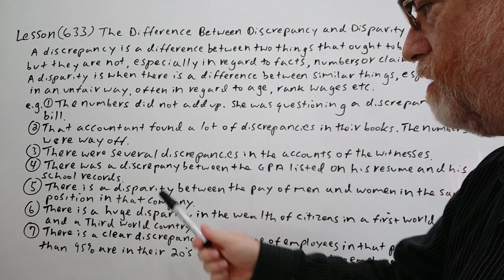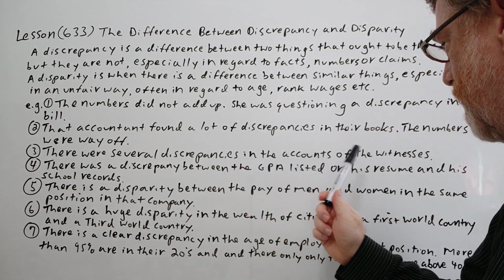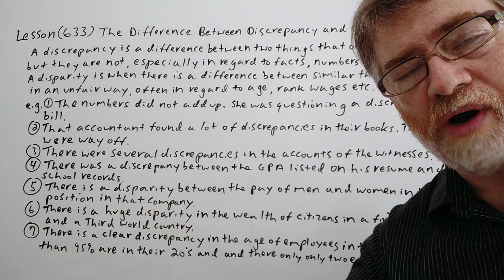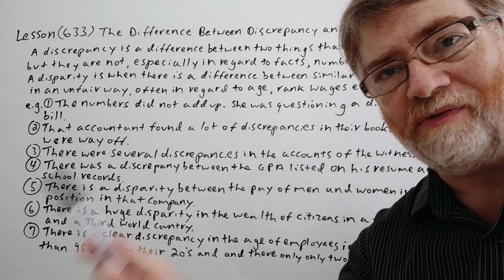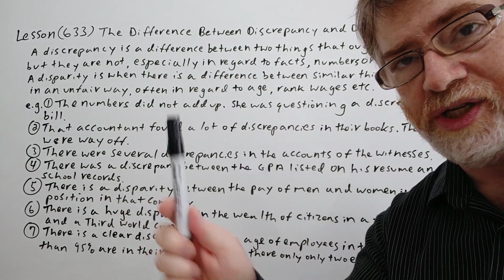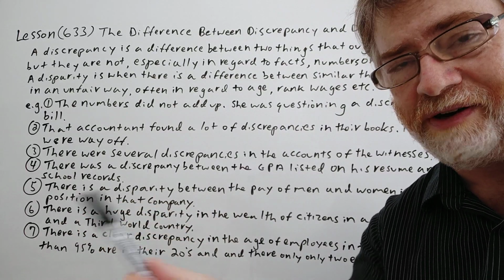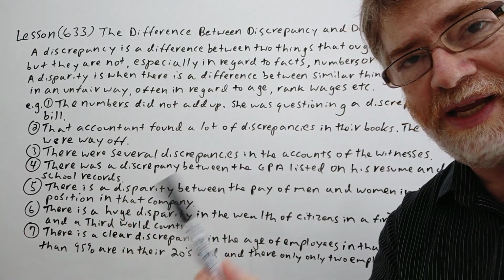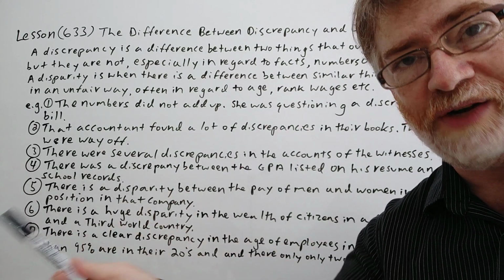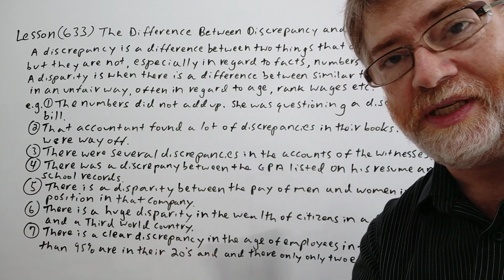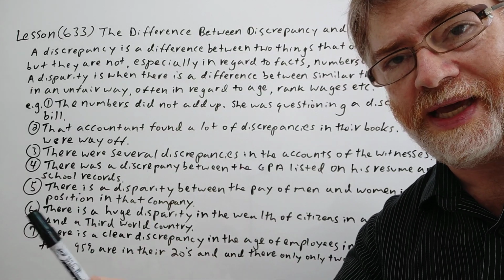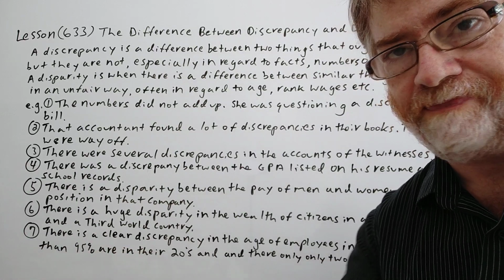All right, number three here. There were several discrepancies in the accounts of the witnesses. All right, so this is like maybe there was a crime or there was an accident and they asked several people what happened. Now, everybody's seen the same thing, so their story should more or less be very close. But if there are discrepancies, it means the several witnesses say they saw different things. There were discrepancies. That should be the same. They all witnessed the same thing, but they're all saying some different things happened.